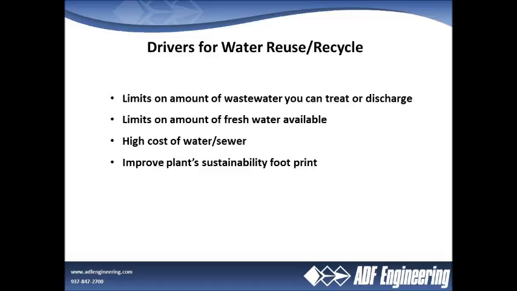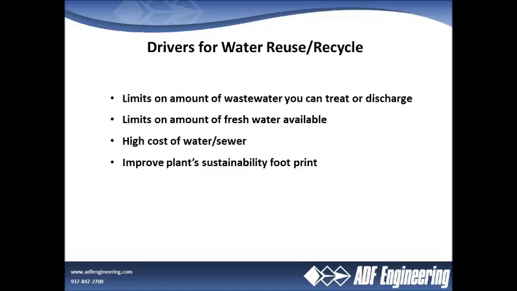But sometimes you also run into limits with the existing equipment. You might have undergone a facility expansion, and your equipment on site that you have right now just simply is not equipped to treat as much wastewater, and you're still producing this wastewater that you have to do something with.